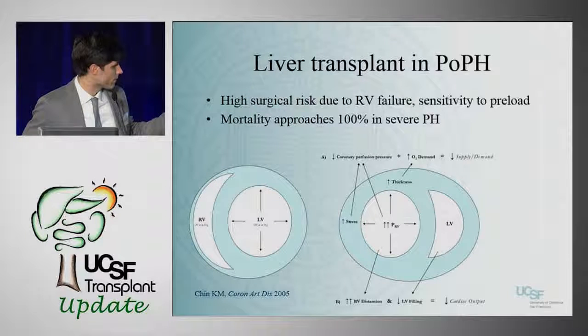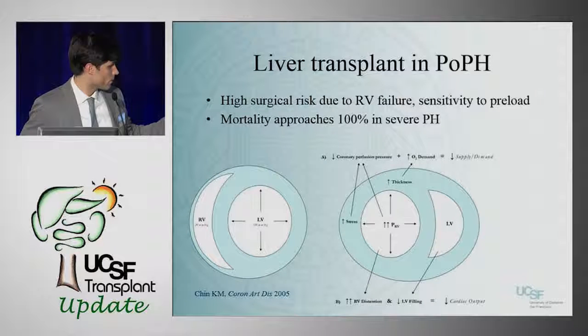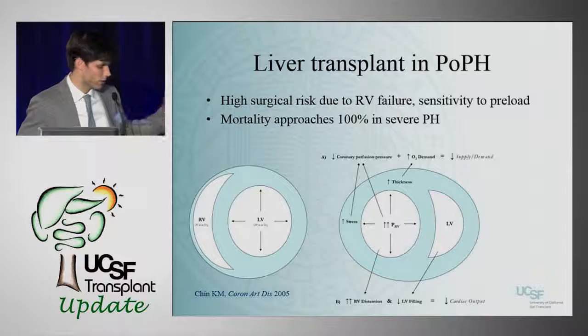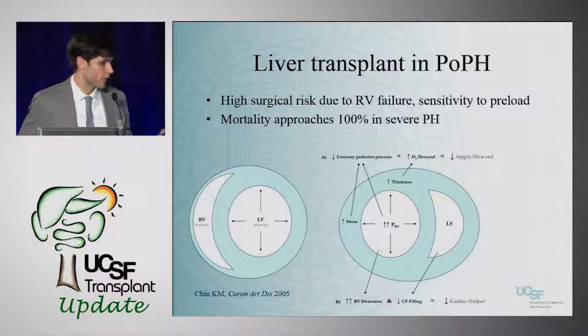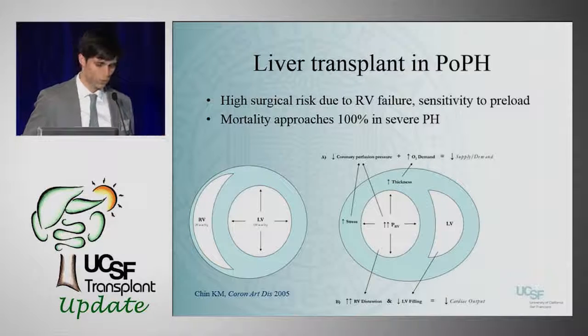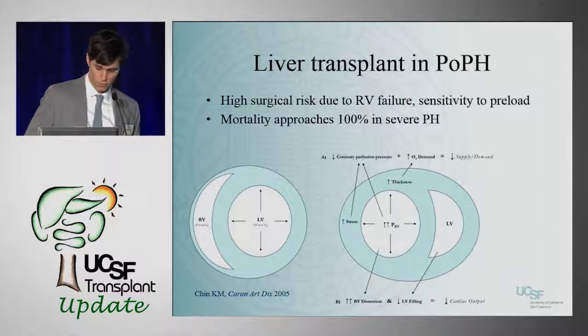And the increase in the right ventricle throws off oxygen supply demand and increases myocardial ischemia. So you get this negative feedback loop in the heart that makes people unable to tolerate really any stressors at all, liver transplant being a large hemodynamic stress. So that's part of the reason why they do so poorly.